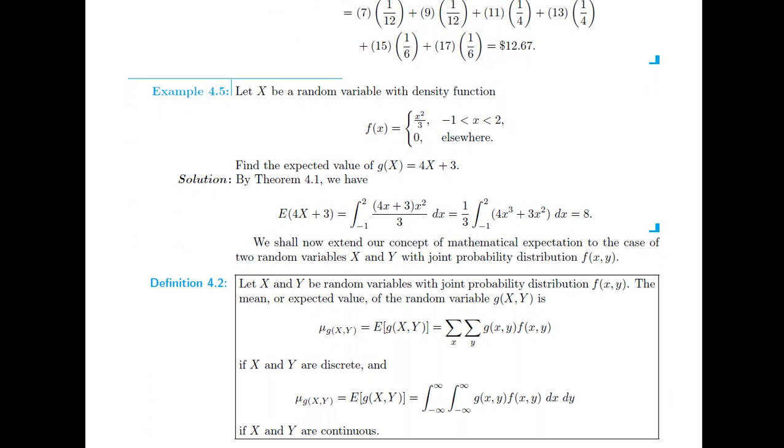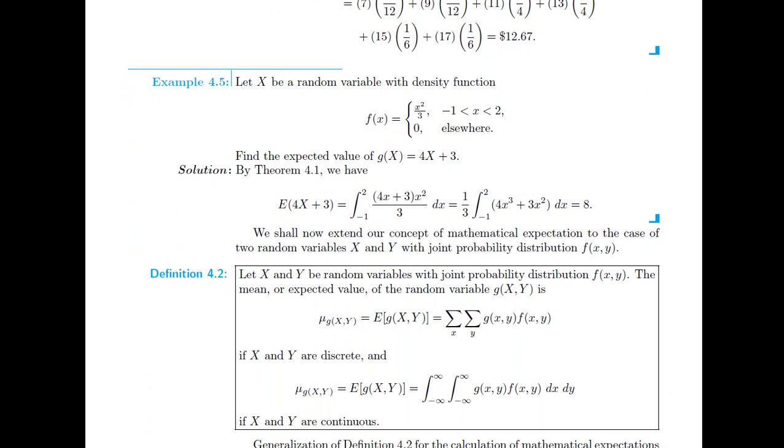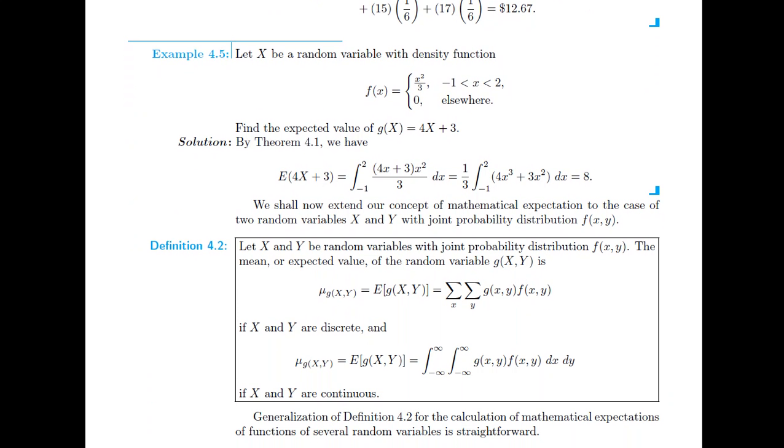Another example: let X be a random variable with density function f(x) = x²/3 for x between −1 and 2, and f(x) = 0 elsewhere. Find the expected value of g(X) = 4X + 3. By using Theorem 4.1, we have E[4X + 3] = 8.